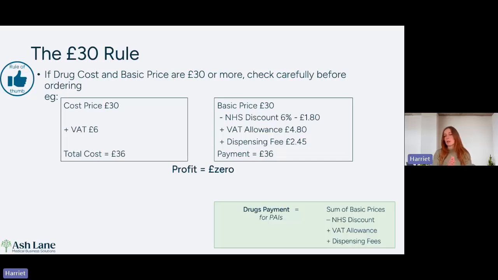So once you're looking at approximately £30 plus, those drugs are less likely to be profitable, more likely to be loss-making. And I've illustrated that here. You can see that, where you're looking at a drug with a cost price of £30, you then pay VAT on that of £6, but your reimbursement, let's assume it's the same, also £30, you'd have your deduction of approximately, well, in this case, £1.80, and the VAT allowance added back, as well as the dispensing fee, resulting in a break-even payment. So that means special attention needs to be taken with those high-cost drugs when it comes to managing your suppliers.